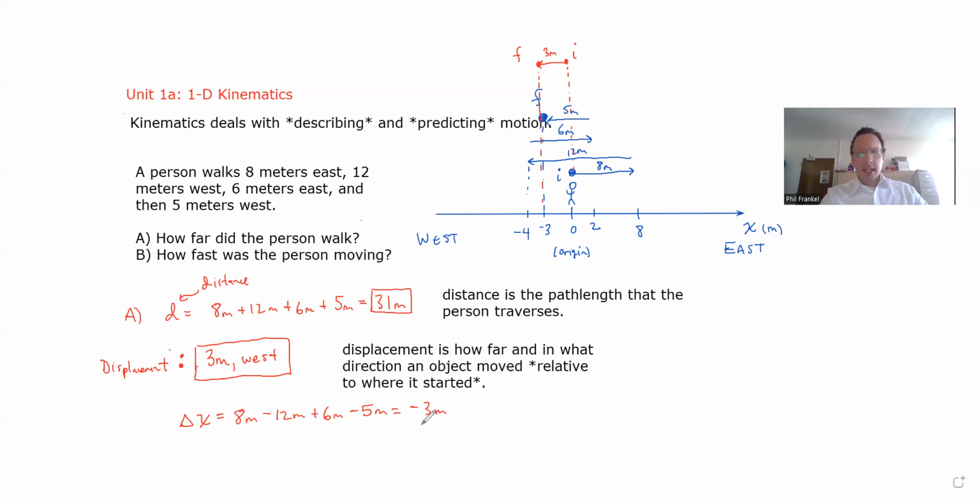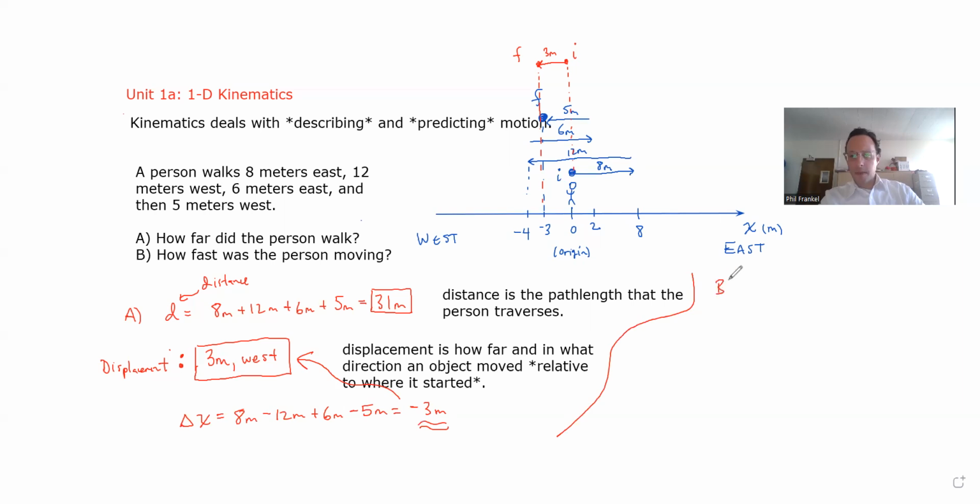Okay, so the change in x, the change in the x coordinate, is negative 3 meters. Because west is the negative direction, I would say that the displacement is 3 meters west. That negative sign is actually telling me the direction is to the west, and I always have to format it like this: a positive number, comma, direction.